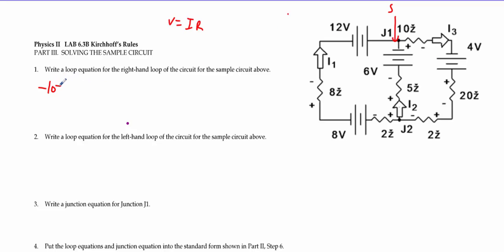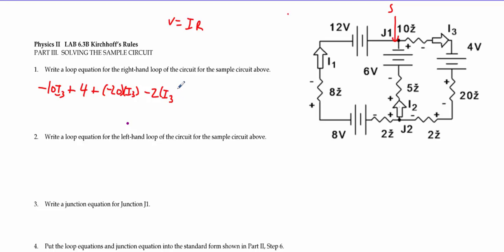So negative 10 I3. Then I go to my next element, and I have this 4-volt battery here, and it goes negative to positive. Since it ends with positive, I know I just add on my 4. And then continuing around, positive to negative, this is 20 I3, but it ends negative, so plus a negative 20 times I3. And then if I continue around, positive to negative, so this is still I3 through this branch, and it's times a 2 ohm, so minus 2 times I3.